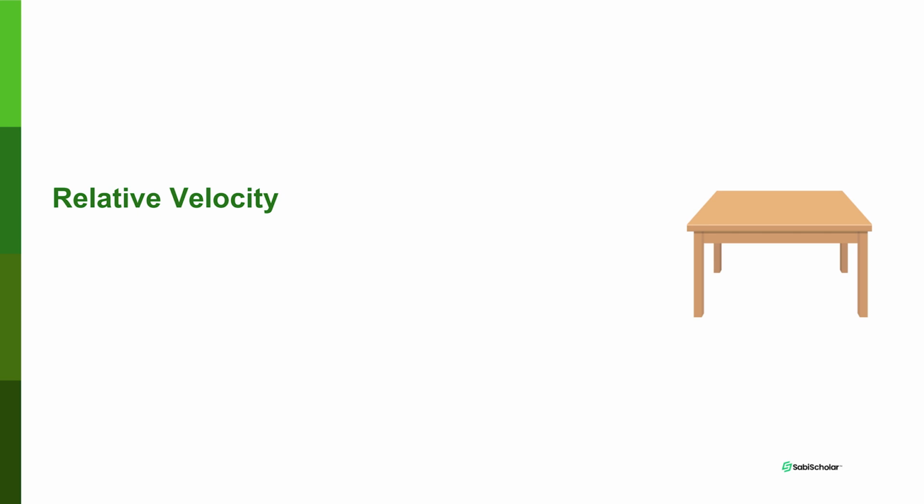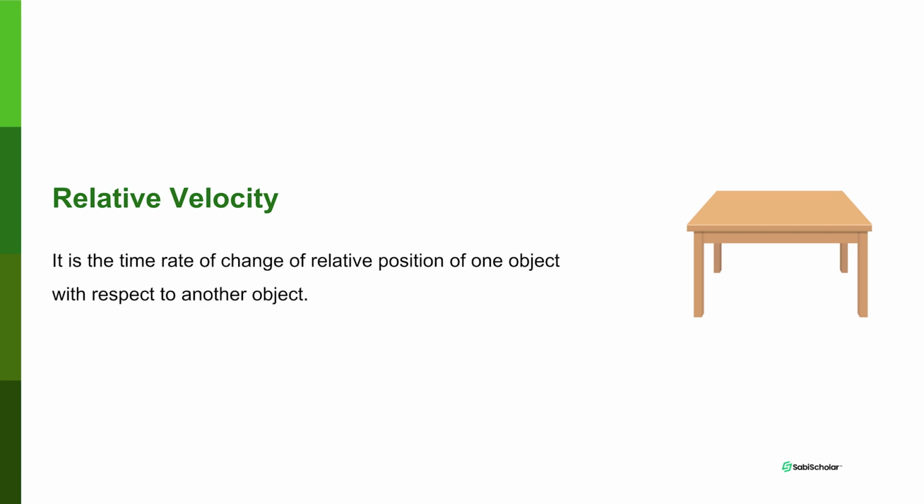Relative velocity is the time rate of change of the relative position of one object with respect to another object. What does this mean? Let's say you are in a car and the car is traveling. There's another car parked on the side of the road. You are traveling towards that car. Then there's another car which is approaching you, traveling towards you. Then a third car which is traveling in the same direction as you, like traveling away from you.